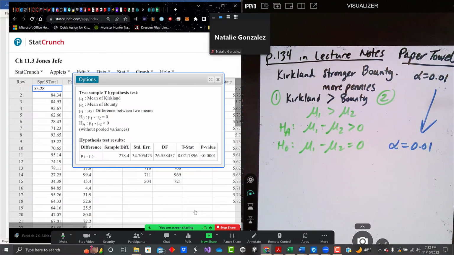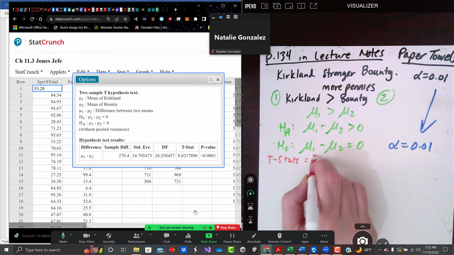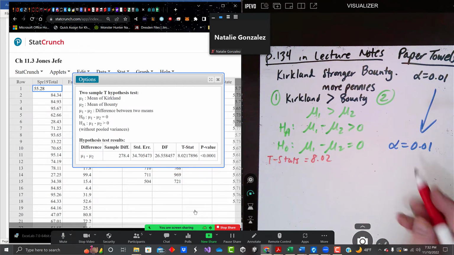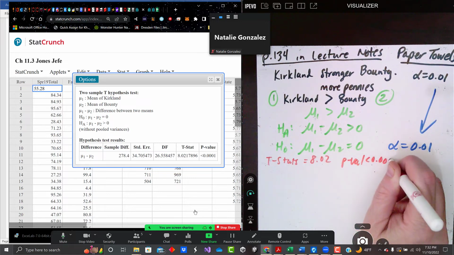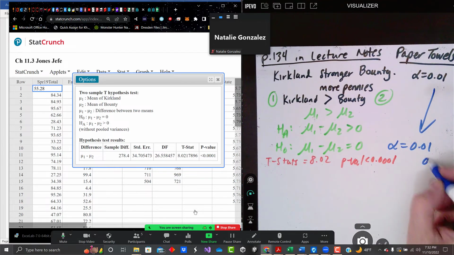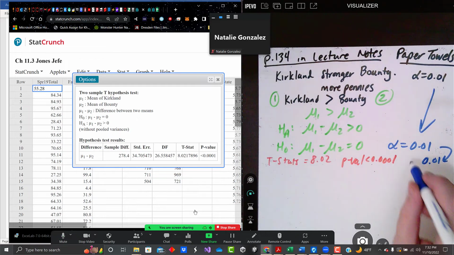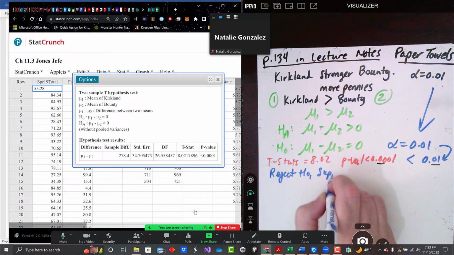So their results. The T-stat was 8.02. The P-value is less than 0.0001. And if I bring alpha down, the p-value is definitely less than alpha. If I compare the first two decimal places, 0.00 is less than 0.01. So the p-value is too low. Reject H0. Reject the null hypothesis and support the alternate hypothesis.